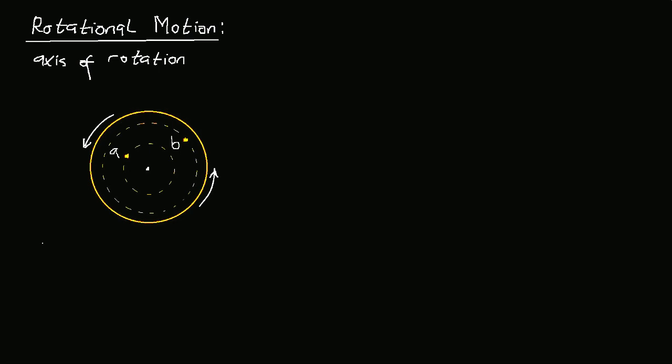Not only do they move in circular paths, but they also move with the same angular velocity about the axis. So we can say that all the particles of a body in pure rotation move with the same angular velocity about the axis of rotation. We can therefore call this angular velocity the angular velocity of the entire rotating body. And the same applies to the angular acceleration of the body.